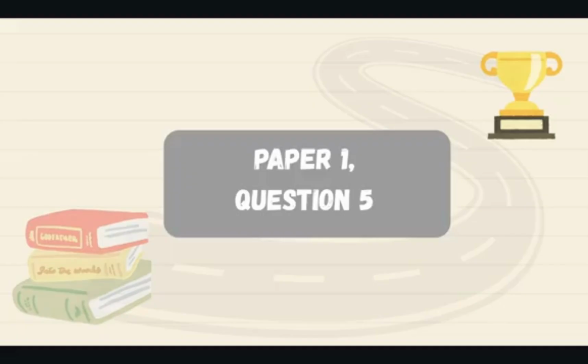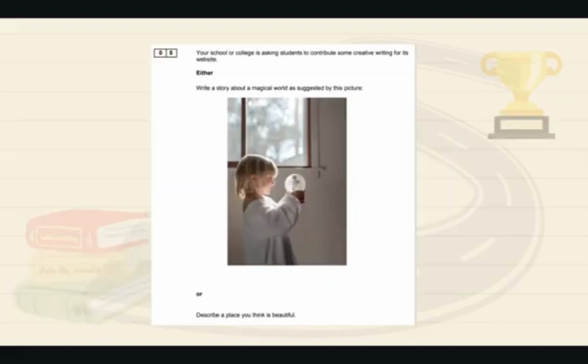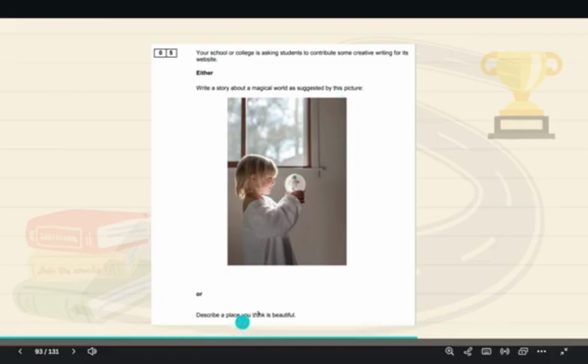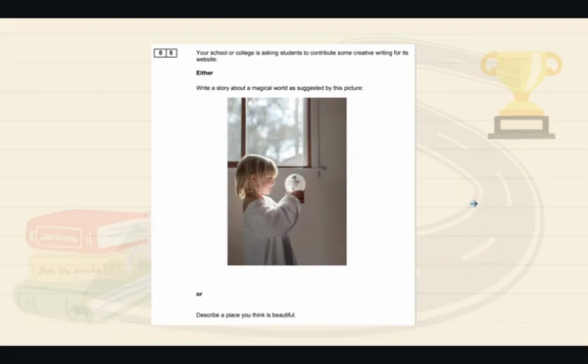Right, let's have a go at paper 1, question 5. So paper 1, question 5, you have an option of 2 questions. So you can either write a story about a magical world as suggested by this picture, or you can describe a place you think is beautiful. So you can choose one. So pause the video now and have a think about which one you're going to do.